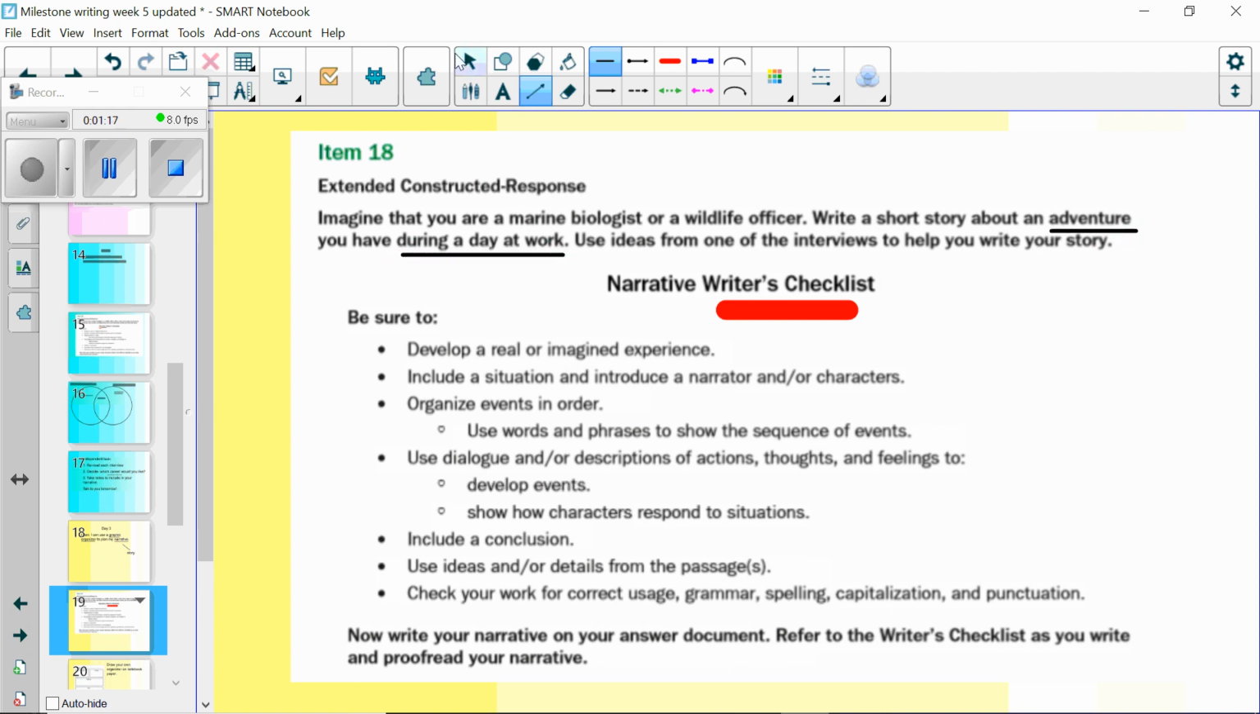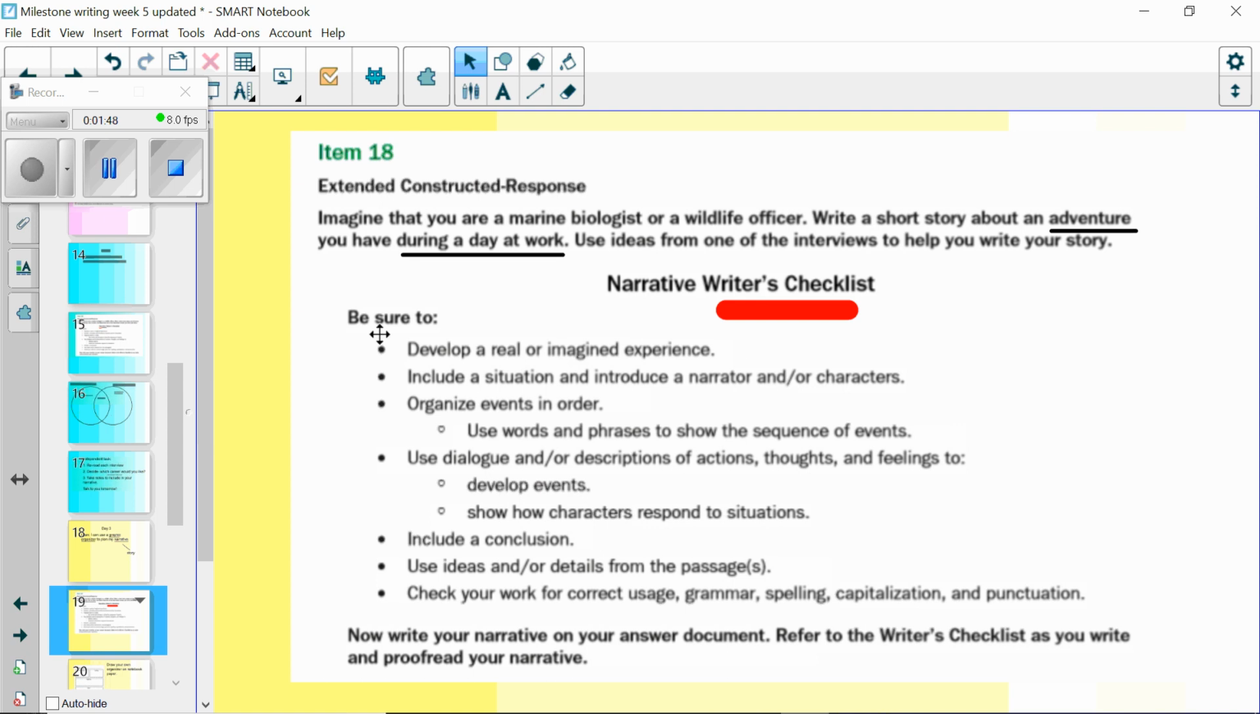So you're going to pretend that you are them and you're at work. So that's why we've been studying these interview passages. You're going to be using the interviews to help you understand what is a marine biologist like at work? What do they do? And then you're going to make a story about that. Or what does a wildlife officer do? What are some of the things that they're required to keep up with? And then write a story about an adventure. So something's exciting, something maybe scary is happening, and you're going to write about it.